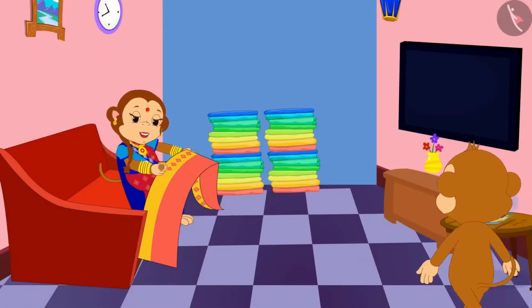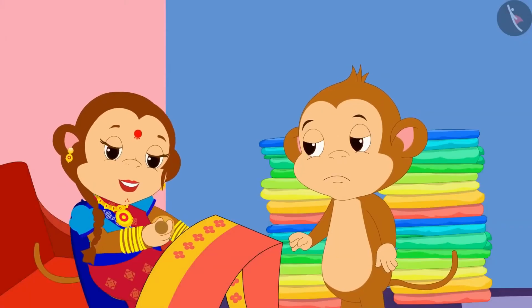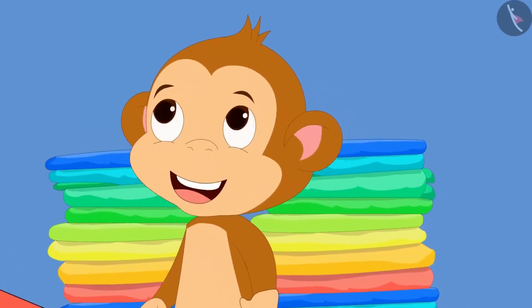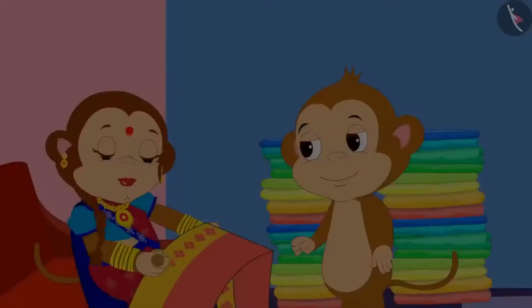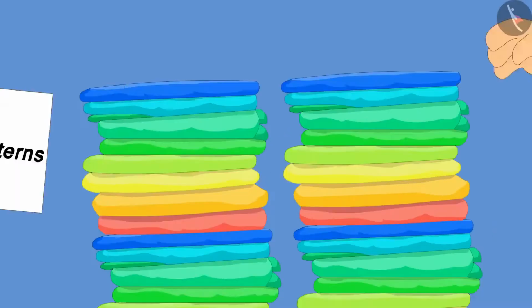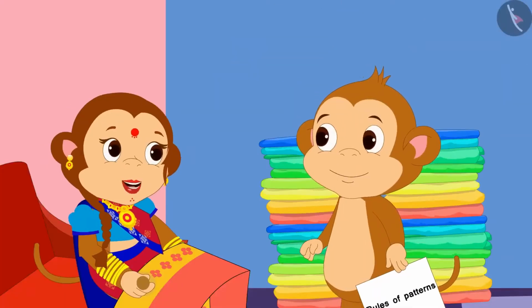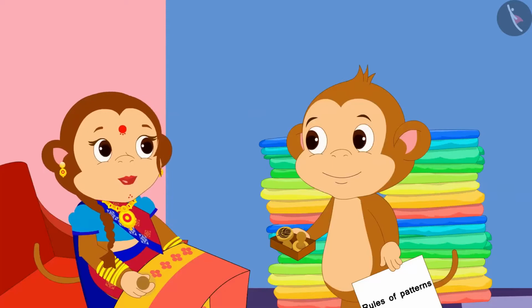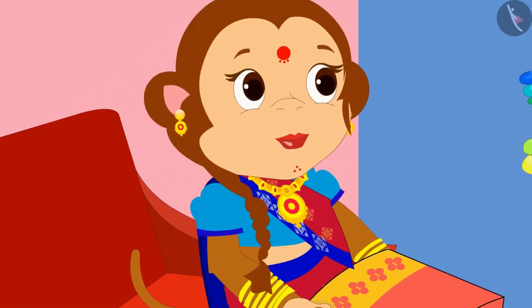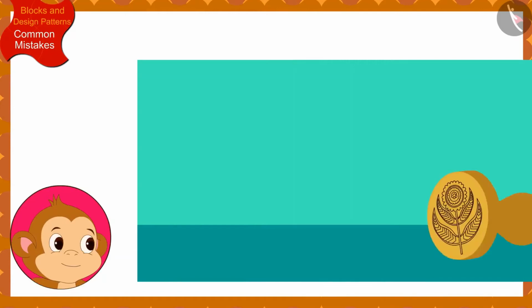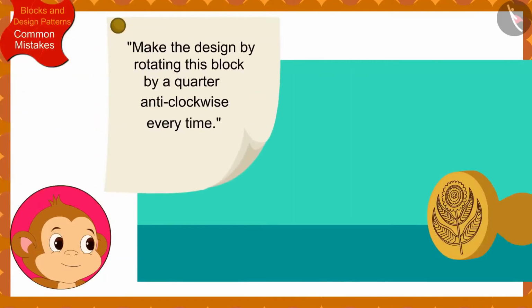Every day, seeing Banno making designs on so many sarees, Babban thought, why not give Banno a little help? Babbanji, I will write the rules of the pattern you need to make on the sarees on a piece of paper for you. You only need to use these blocks and make the designs according to that rule. Banno told Babban. Babban has to make the design using this block according to this rule on the first saree.